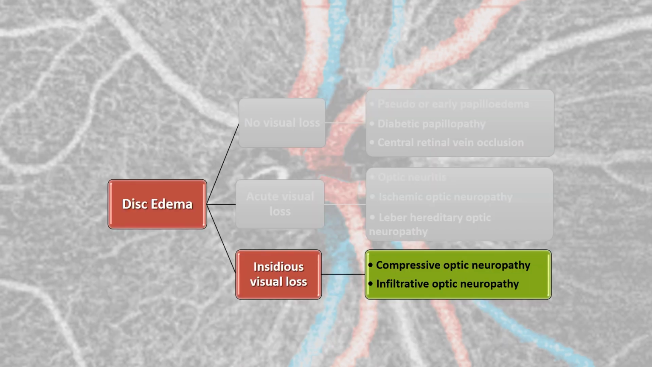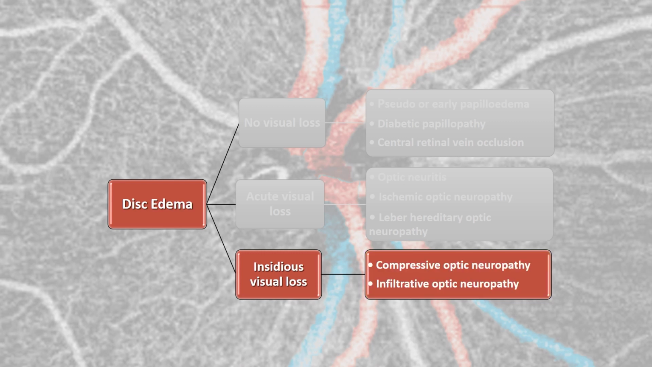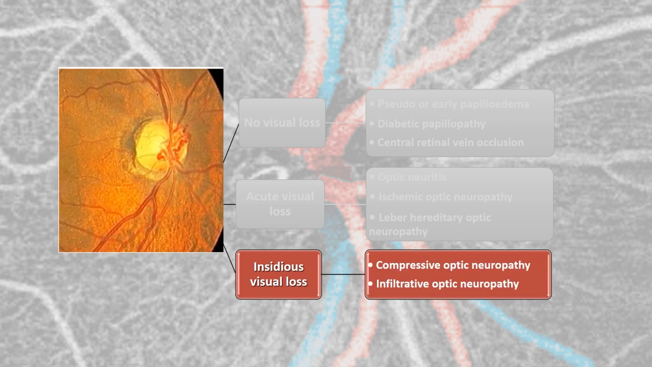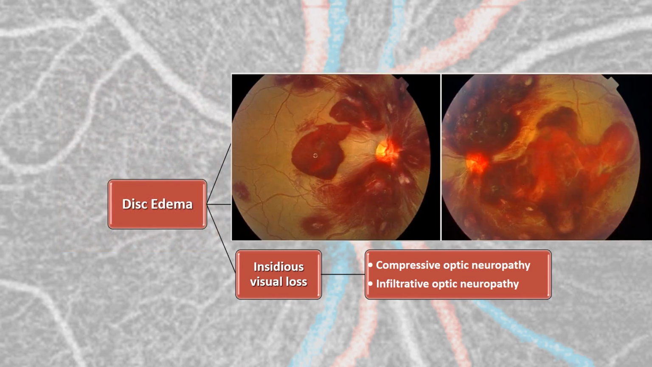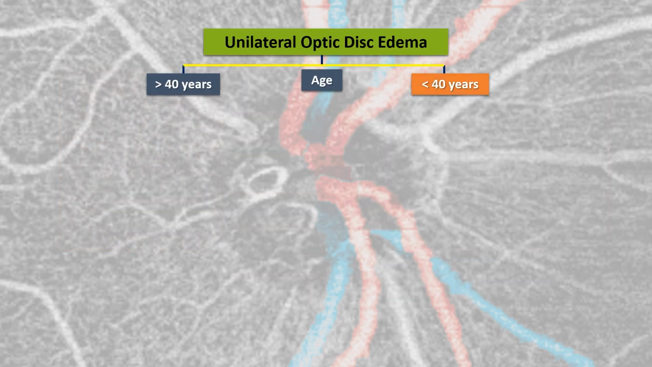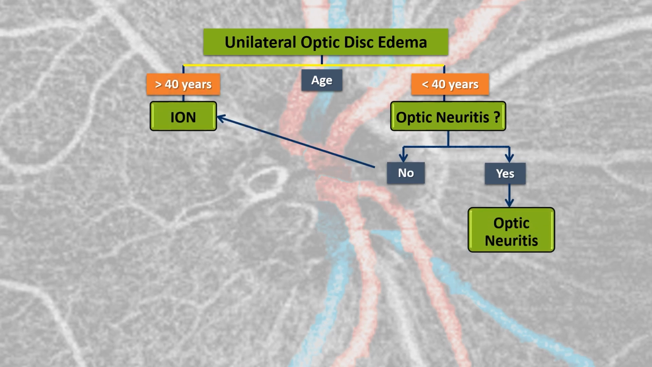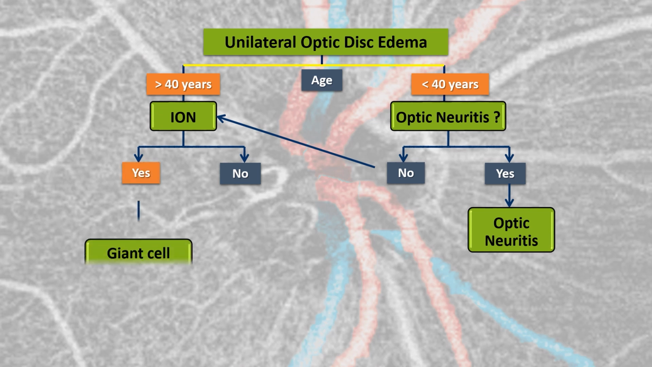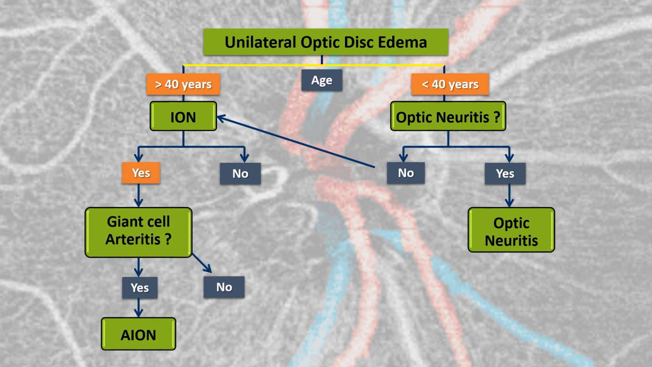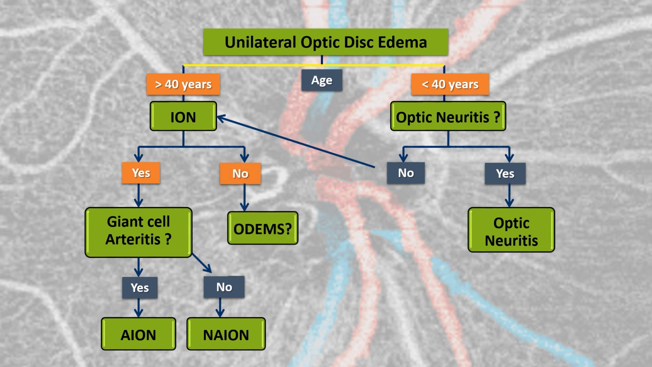Some patients may give a history of gradual loss of vision with an insidious onset, which could be because of compressive pathology like an intracranial space-occupying lesion or an infiltrative pathology. So, when a patient presents with unilateral disc edema and is under 40, suspect optic neuritis. If older, ischemia could be our first differential, which is associated with giant cell arteritis, and if present, confirming an arteritic AION. If not, it's a non-arteritic AION, which is our diagnosis.